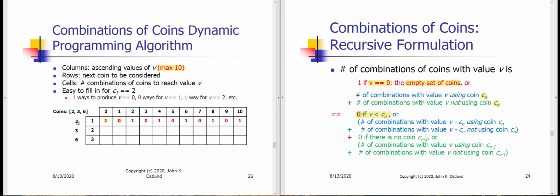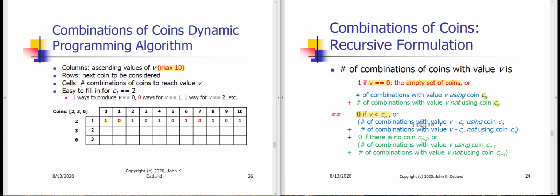Using a coin with a denomination of 2, there's only one combination that will get us to 2 cents, which is one 2-cent piece. There's no way of getting odd values, so those are all zeros. And using just one coin, there's only one way of getting even-numbered values. So if we want to compute the value 4, there's only one way to do that.